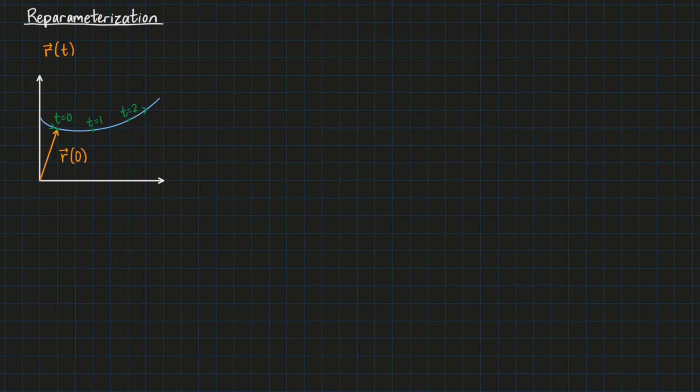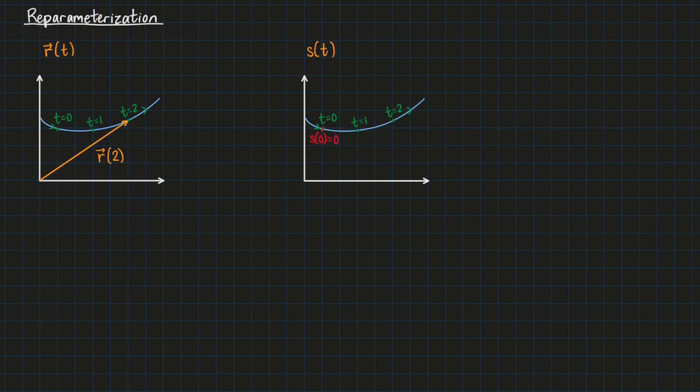The next thing we're going to talk about is reparameterization. We know r of t. We get different vectors from the origin pointing to points on a curve as we vary t. And now we know s of t, the accumulation of arc length from an origin point on a curve to the point where r of t is pointing as we vary t. T is the parameter in both cases, as t is the independent variable.